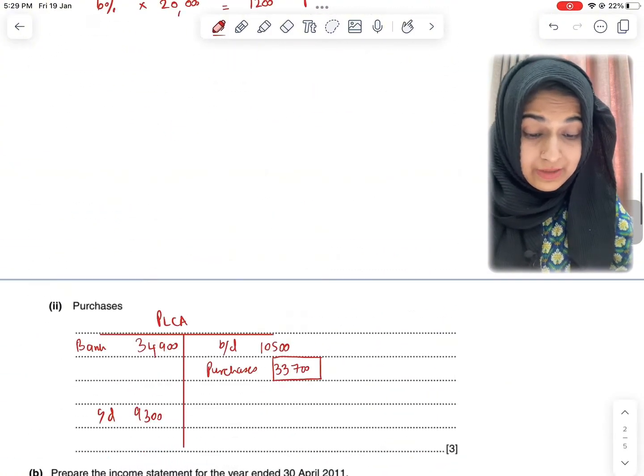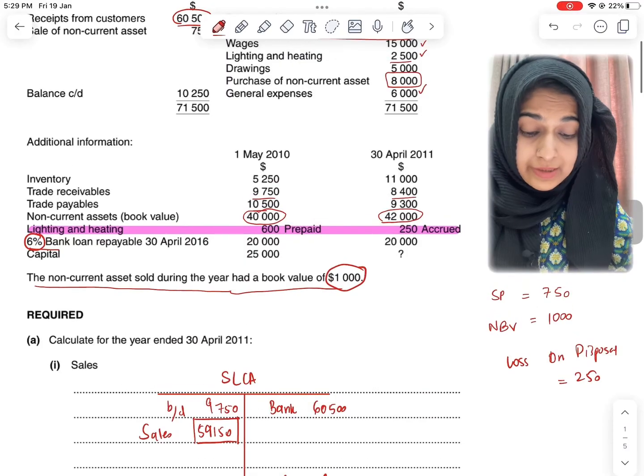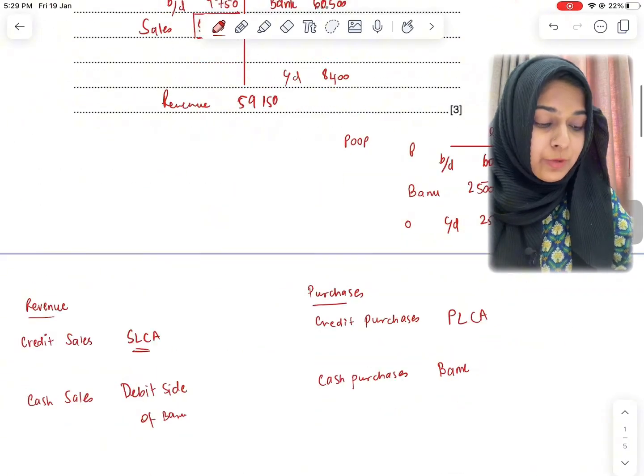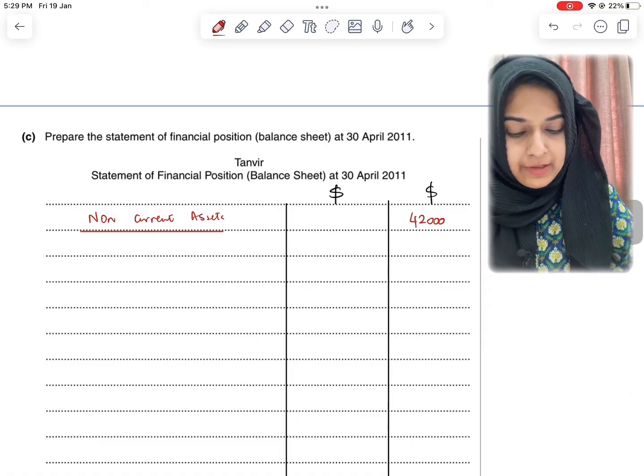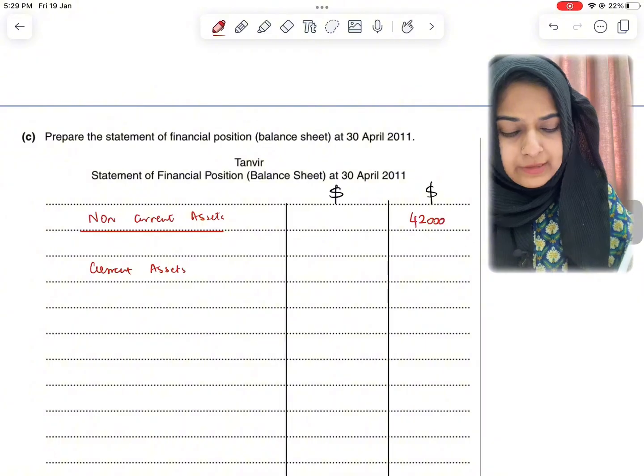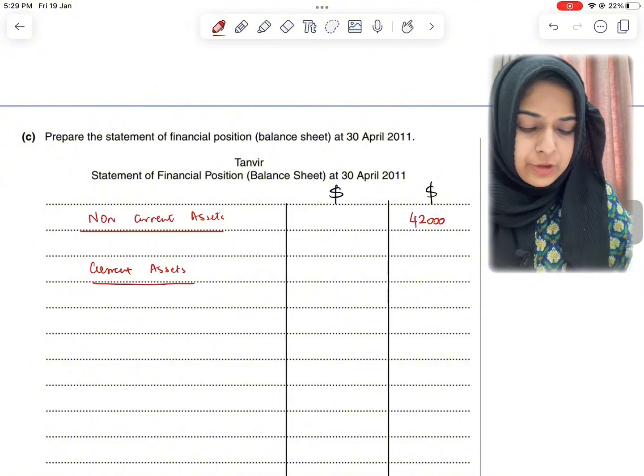There is no specification of what those non-current assets are, so you just take the net book value here and write 42,000 directly. Then you have current assets here, so you write current assets. And current assets, obviously you guys know, include inventory, and you need to take closing inventory.